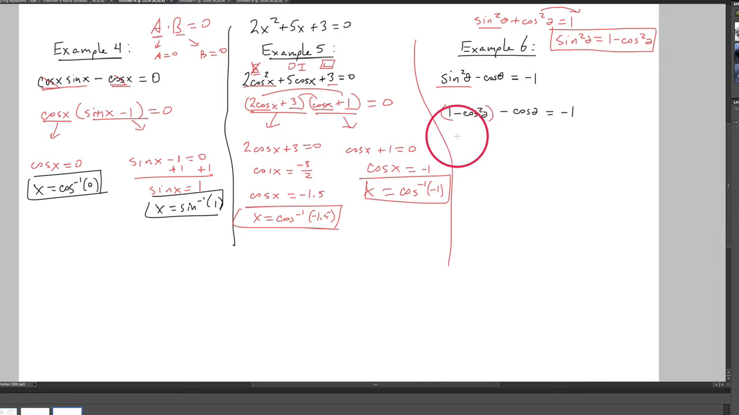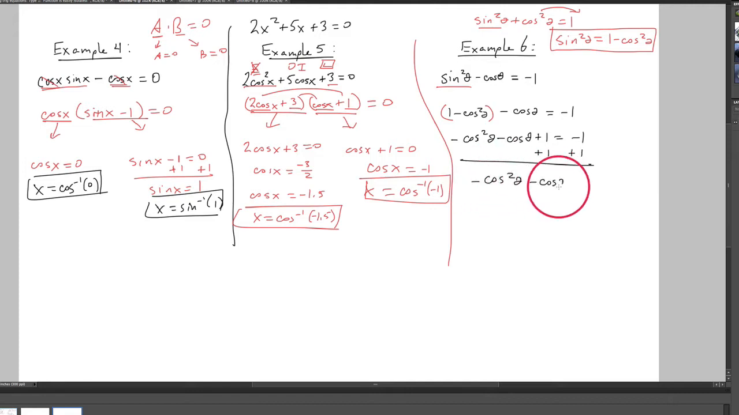So I'm going to clean up the left side at least a little bit here. I'm going to write it in standard form. That is to say, I'm going to put my thing with the highest exponent first, negative cosine squared. And then I'm going to put negative cosine to the first, and then I'll put my plus 1. And the only other thing that we have to make sure we do here is set it equal to 0. So I'm going to go ahead and do that. I'm going to add 1 to both sides, and we get negative cosine squared theta minus cosine theta, and this would be plus 2, equal to 0.